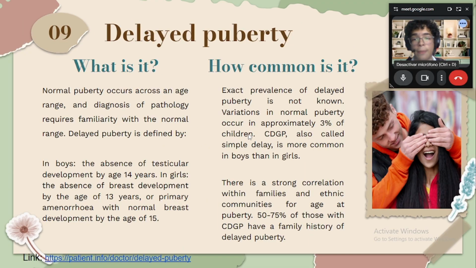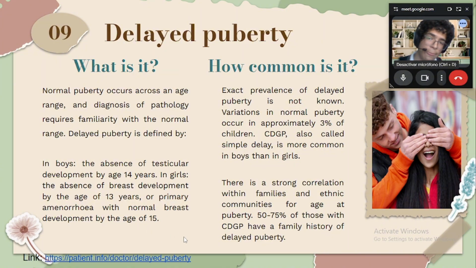Number 9, delayed puberty. As with early puberty, we are going to see what it is and how common it is. Normal puberty occurs across an age range. In boys, the absence of testicular development by the age of 14 is one of the main things that define delayed puberty. And in girls, it is the absence of breast development by the age of 13, or primary amenorrhea with normal breast development by the age of 15.